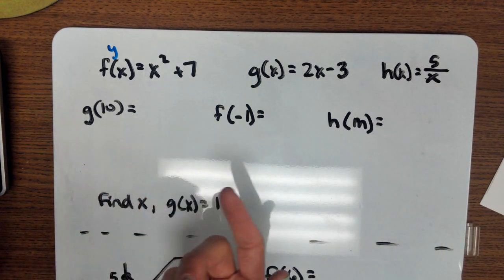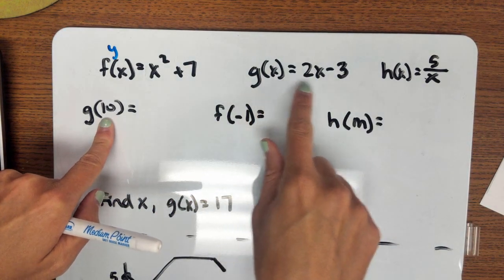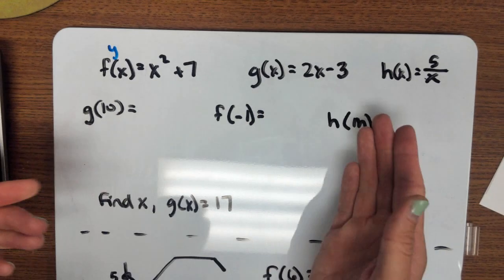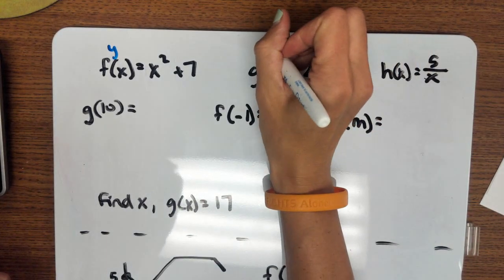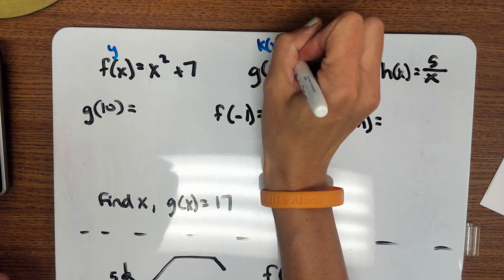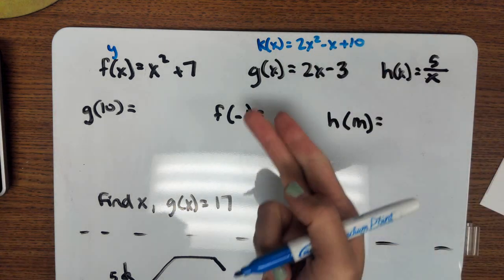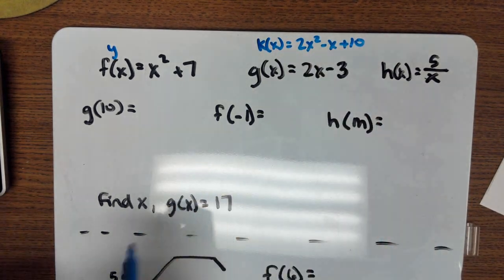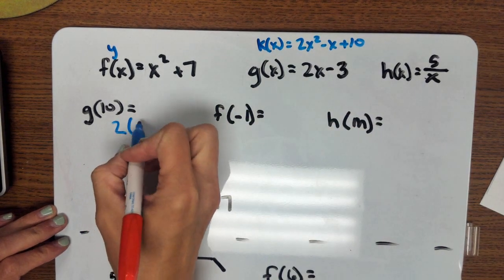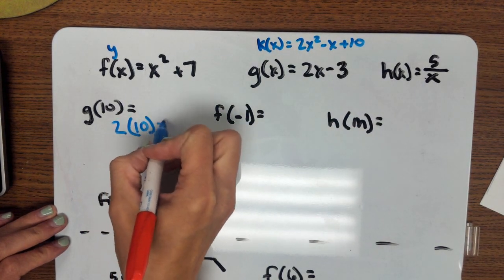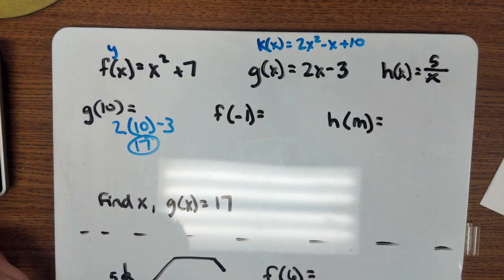If we want to find g of 10, well, if you look, 10 replaced the x here, so that means that we're going to replace every x. So if there was more than one, you would plug a 10 in anytime you saw an x in your equation. So I'm just going to make this up. Let's say we had k of x was 2x squared minus x plus 10. We would plug in that value for both x's. So g of 10, all we're going to do is we're going to take my g function, 2 times 10, we're going to put a 10 instead of x, minus 3, and then we just solve it out. So 20 minus 3, final answer would be 17.